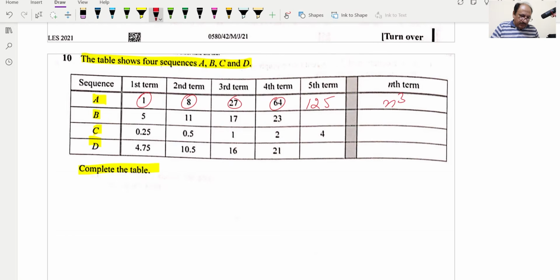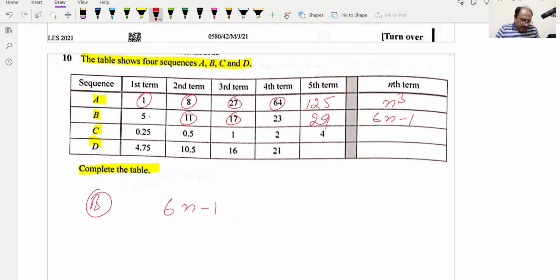Next, B part. B part is 5, and 5 plus 6 will be 11, and 11 plus 6, so adding 6, and 23 plus 6 will be 29. We can write this as 6 into n minus 1 will be giving us this. This is basically B, so the answer will be 6n minus 1.